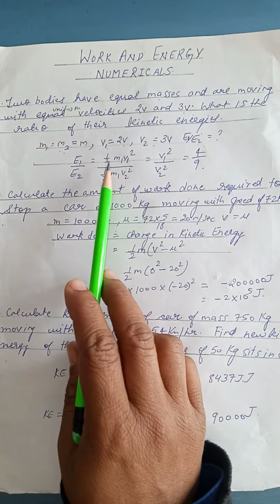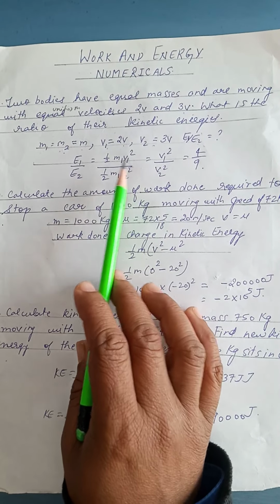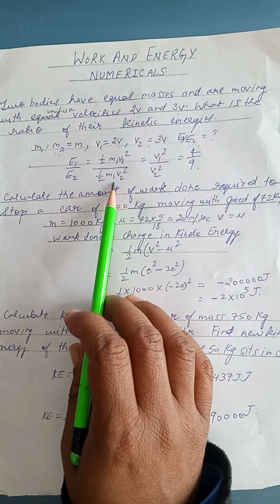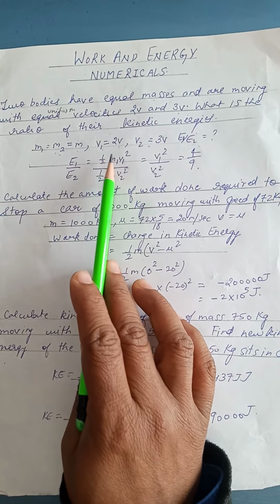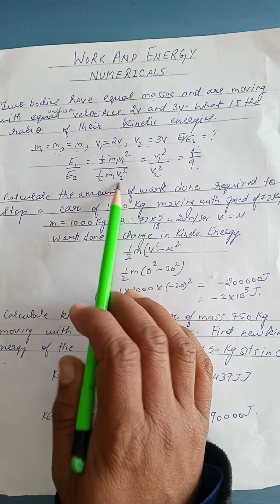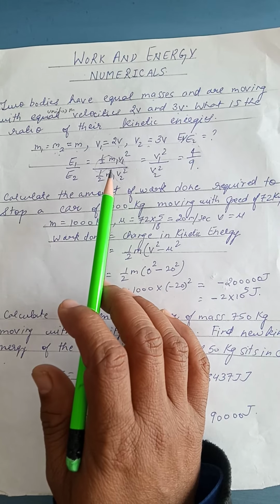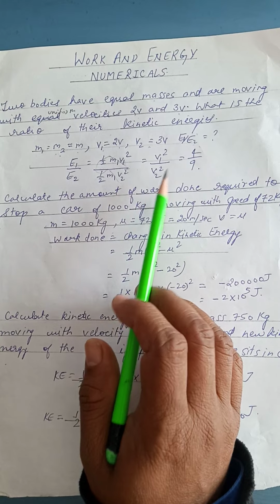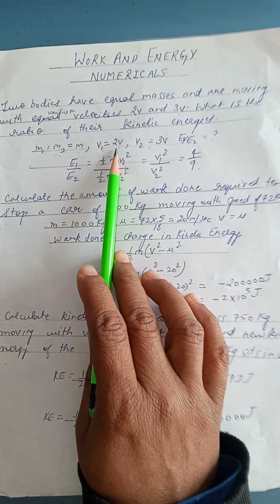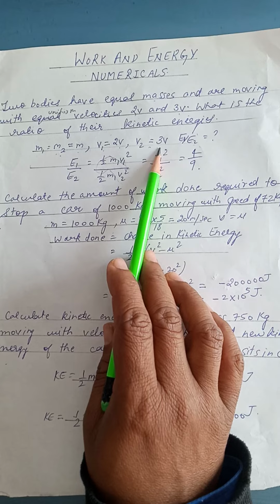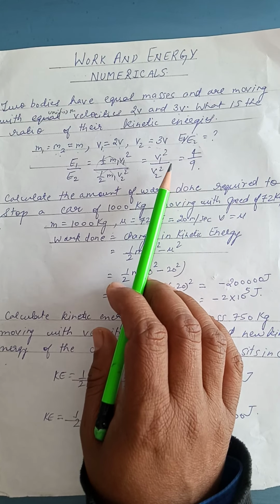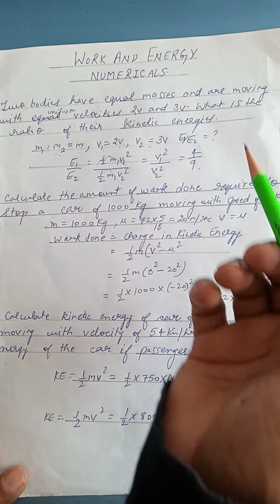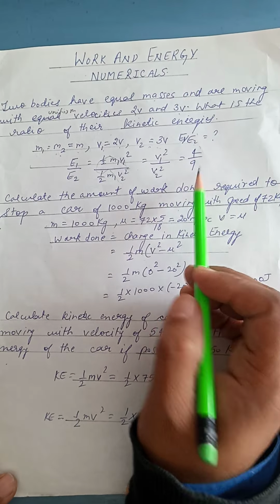Now we know the formula, it is half mv square. Now half m1, and this m2 we can substitute both as m1 because it is the same, or we can write m also. So this m and m will get cancelled, half and half will get cancelled. So finally we will be getting v1 square upon v2 square. When you substitute the values, v1 square is 2 2s are 4, and v2 square is 3 3s are 9, and this v and v will get cancelled. So you will be getting the answer 4:9, or you can say the ratio 4:9.